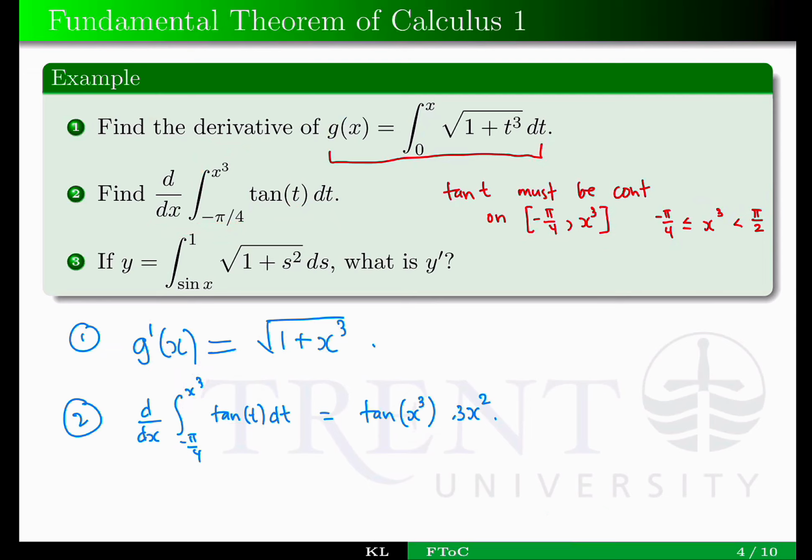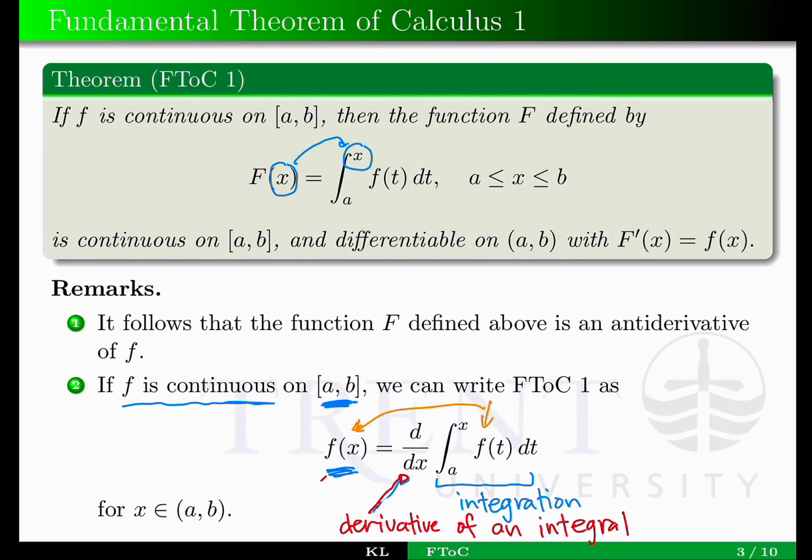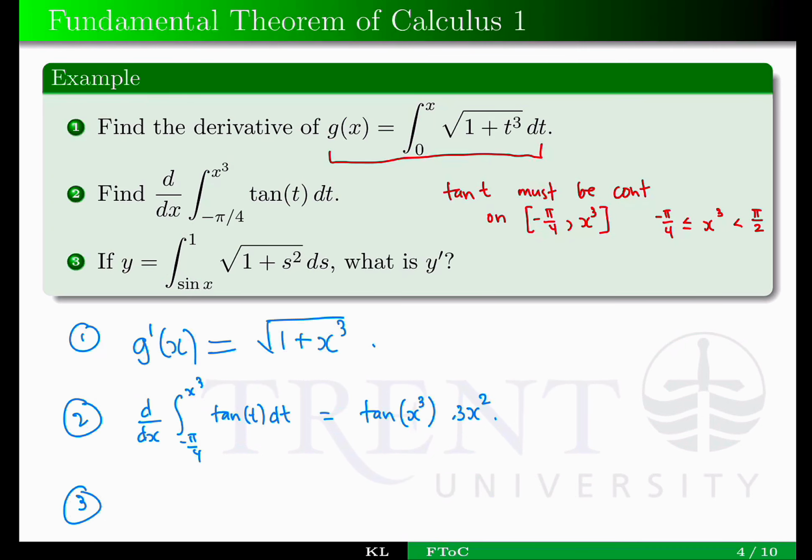Finally, for number 3, notice that in this problem, the lower limit of integration is a function of x. The upper limit of integration is constant. But in the fundamental theorem of calculus, the upper limit of integration must be the one that is in terms of x, and the lower limit of integration must be the constant. So we have to find a way to switch these two limits of integration.